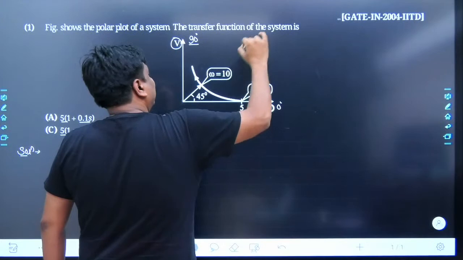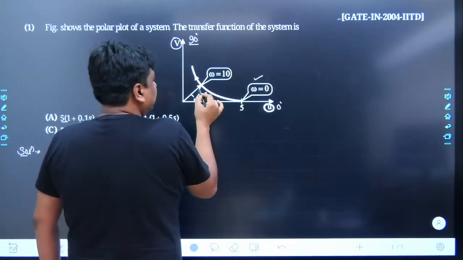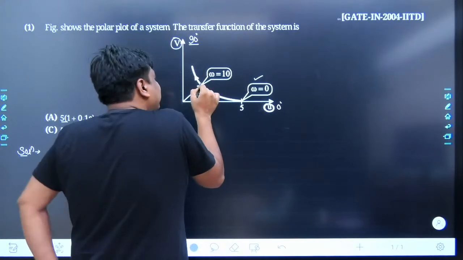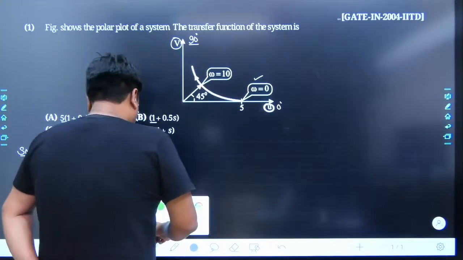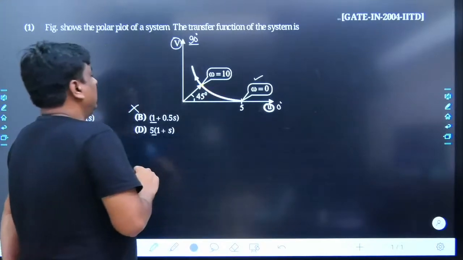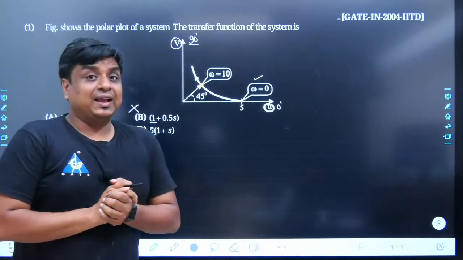So if I take the angle bisector, in between you would have 45 degrees, and precisely at this point I do not worry about its magnitude, but precisely at this point the angle has been 45 degrees. So may I know at omega equals 10 where you are getting the angle as 45 degrees.